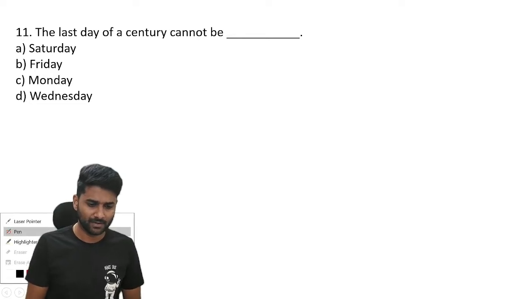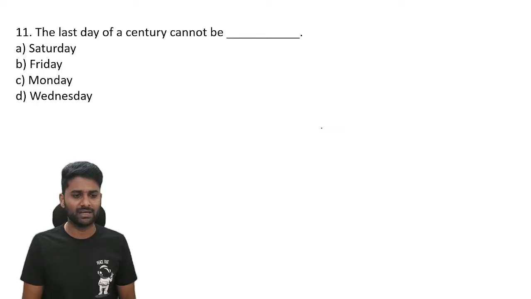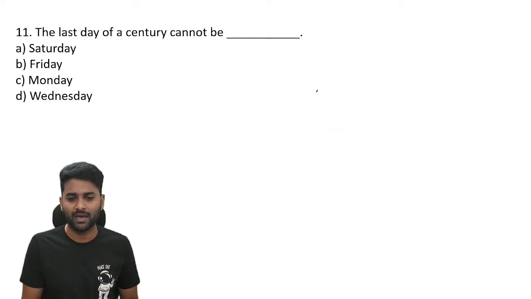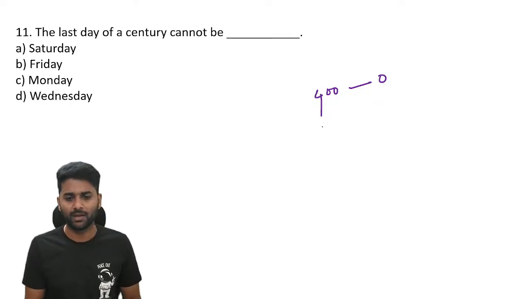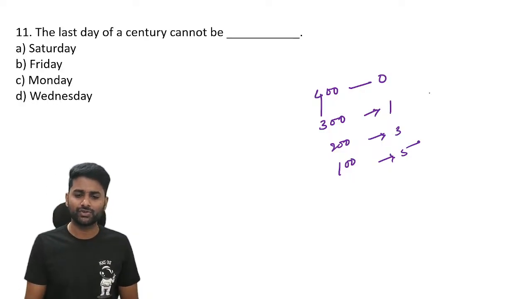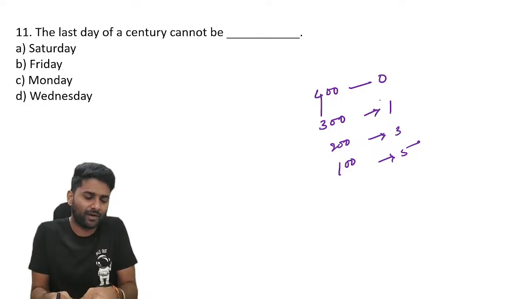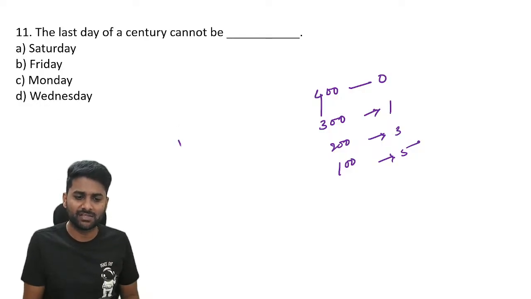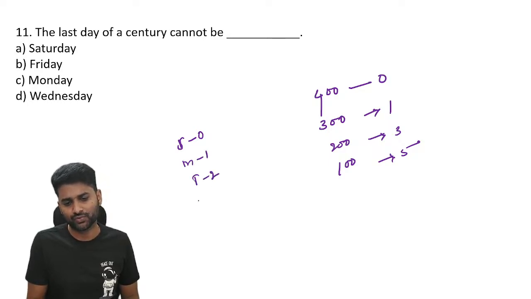Next, and this is an important model, guys. The last day of a century cannot be... As you know, the number of odd days for 400 years is 0. So for 300, 200 and 100, the number of odd days is 1, 3 and 5. You can combine this information with the previous discussion. As you know, Sunday is 0, Monday is 1, Tuesday 2, Wednesday 3, Thursday 4, Friday 5, Saturday 6.